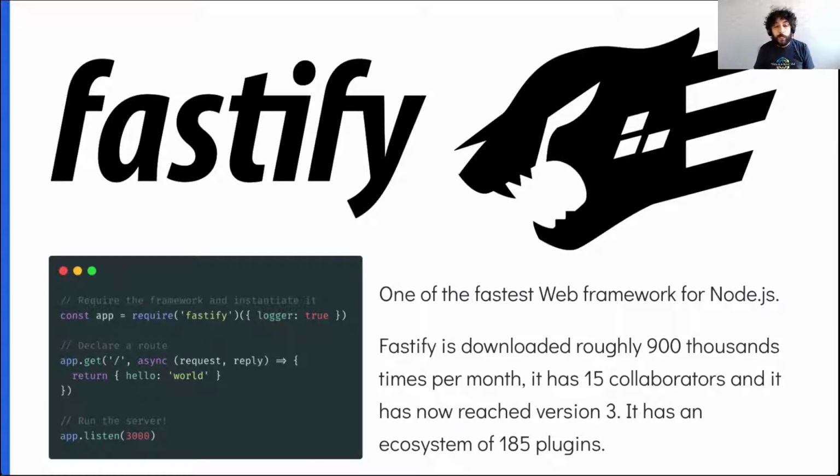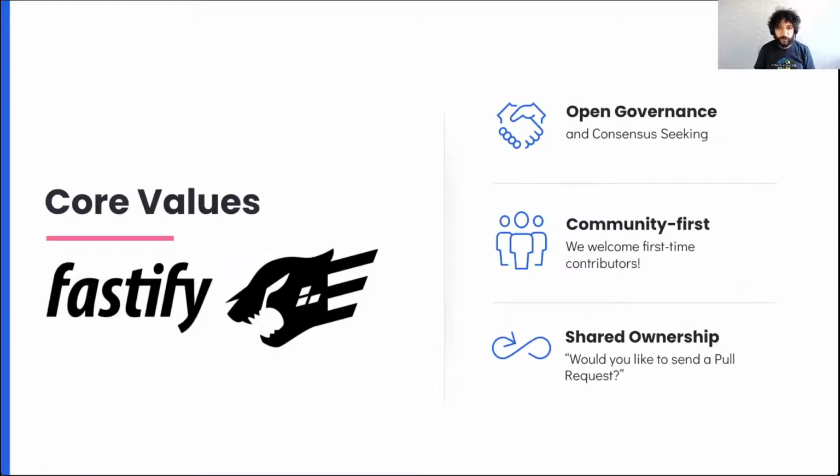Very simple. Now, Fastify has been under massive growth in the last year. In the last few years, it has reached 900,000 downloads per month, and is probably on track to reach a million downloads per month at the end of the year. So fingers crossed. It has 15 collaborators working on it, and it has reached version 3. And it has a very big ecosystem of 185 plugins. We are going to ship v4 soon, so we're going to storm you with a lot of news about it.